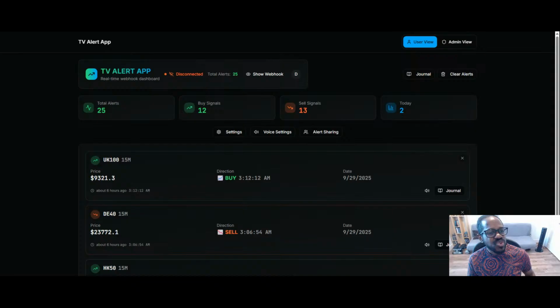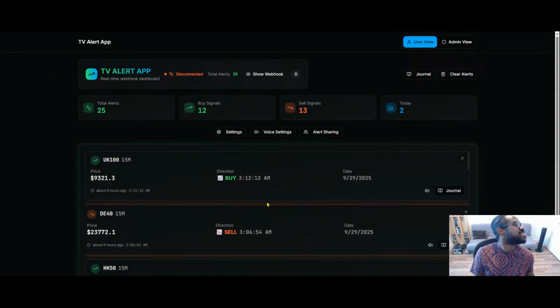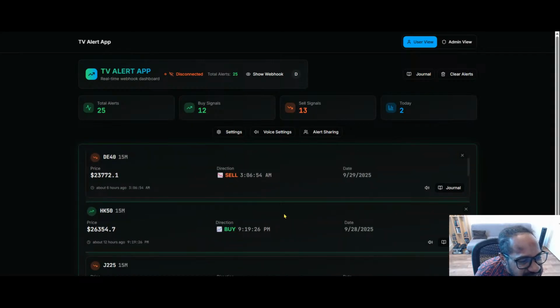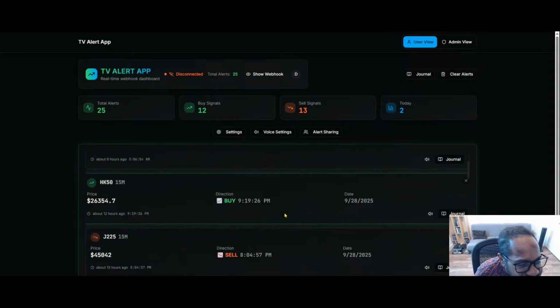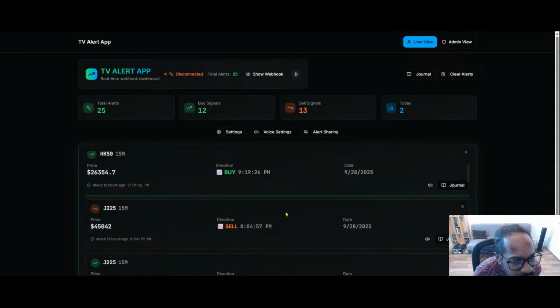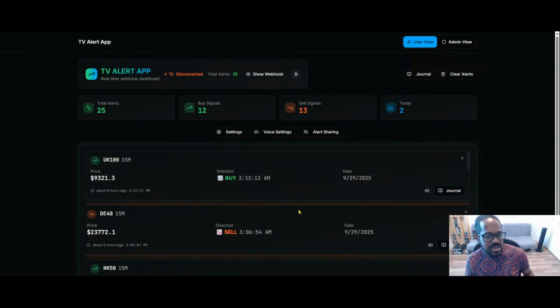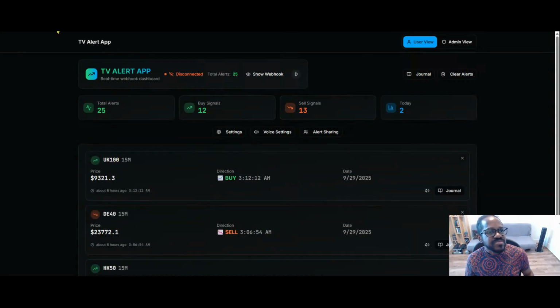Right now we had some alerts come in at London. We had UK 100 for a buy, then the German 40 for a sell. And we had the Hong Kong 50 in the Asian session for a buy. And I think we had the Japan 225, where there was a buy originally and then a sell. So pretty simple to use.